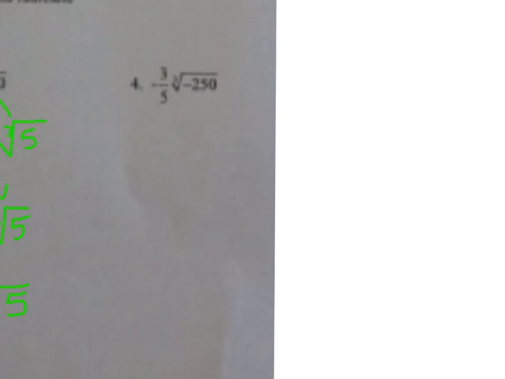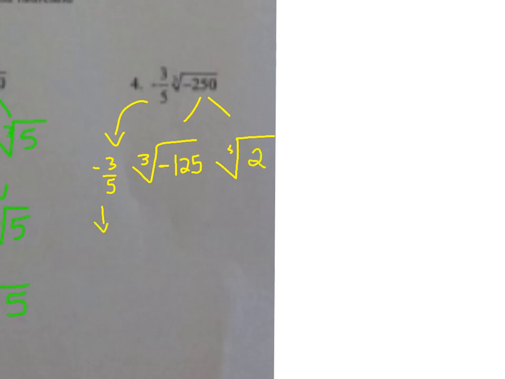All right, number 4. I see my coefficient is a fraction, but that's okay. So I'm going to bring down the negative 3/5. I notice that there is a negative under the cube root, so I'm going to put my negative with my perfect cube. What perfect cube, look at the list, goes into 250? That is 125, so negative 125 is my perfect cube times 2.